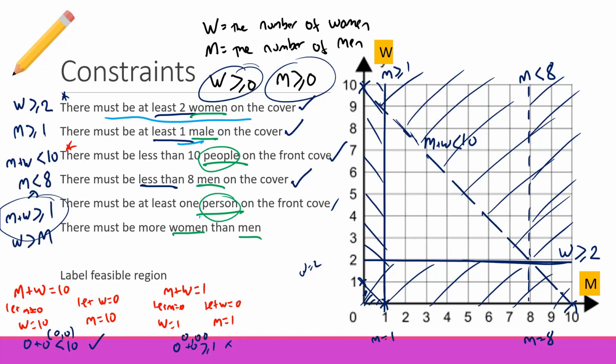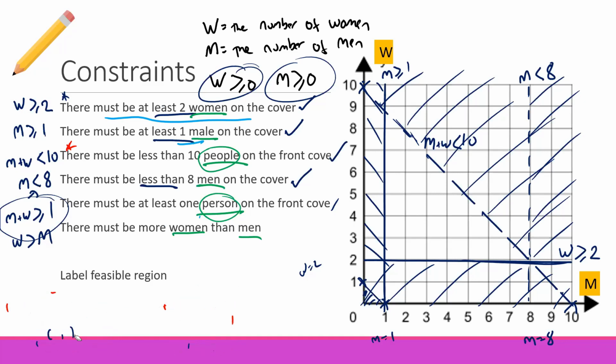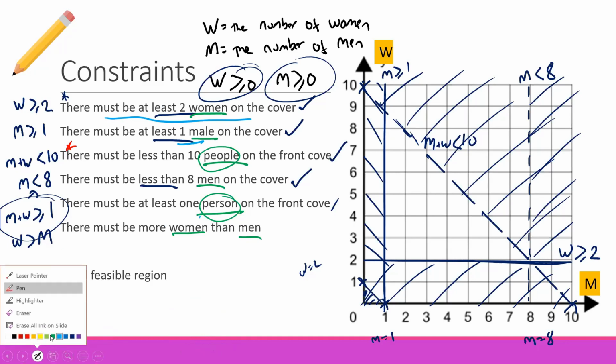Now this bottom one is going to be the last challenging one. I'm going to rub out this part down here, just because I need the space. Which is there must be more men than women. So W must be greater than M. So what we would do first is I would plot W equals M. So W equals M is just a line, which is going to look like this.